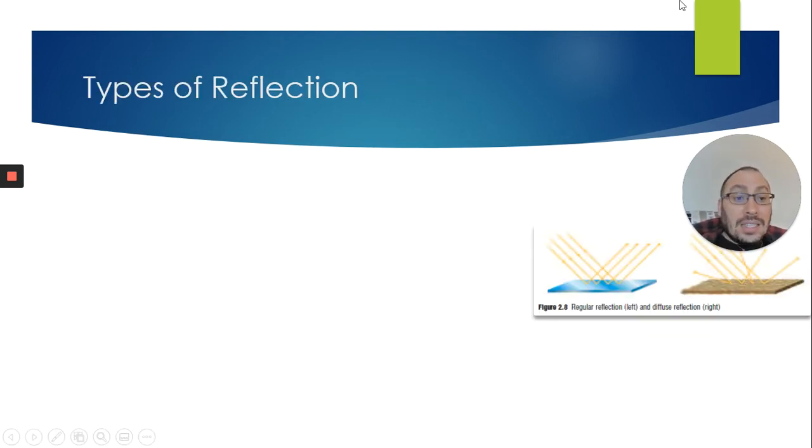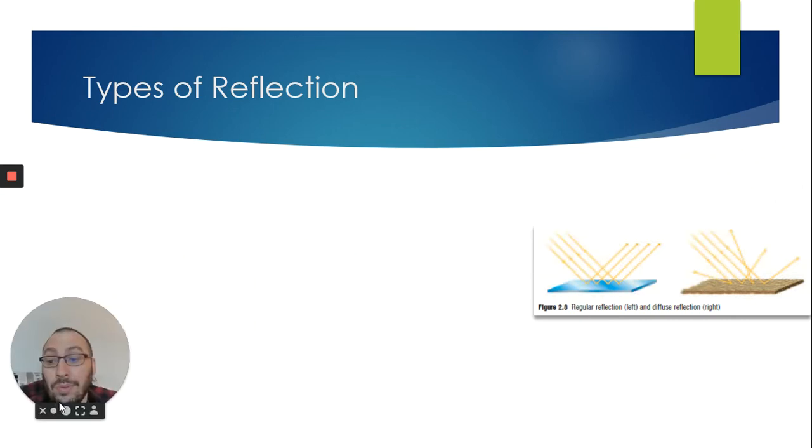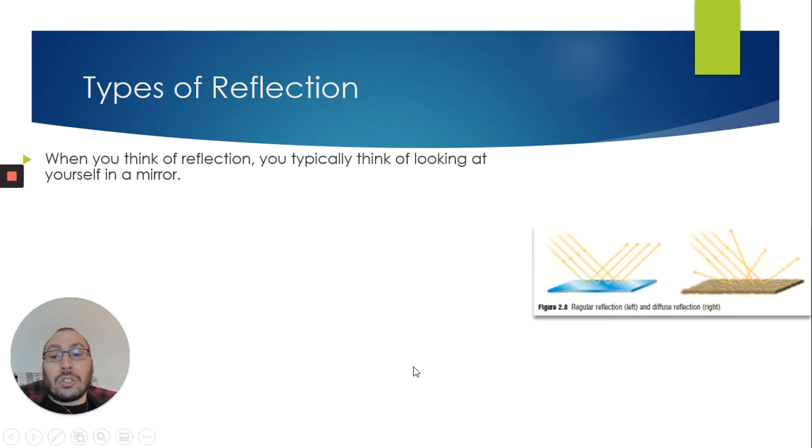Okay. Next thing we're going to talk about is types of reflection. There's two types of reflection, but when I think of reflection, I typically think of looking at myself or looking at something in a mirror, maybe looking at a nice clear lake where you're seeing the reflection of the trees off of the lake. Okay, typically when you think of reflection, that's what I think about.